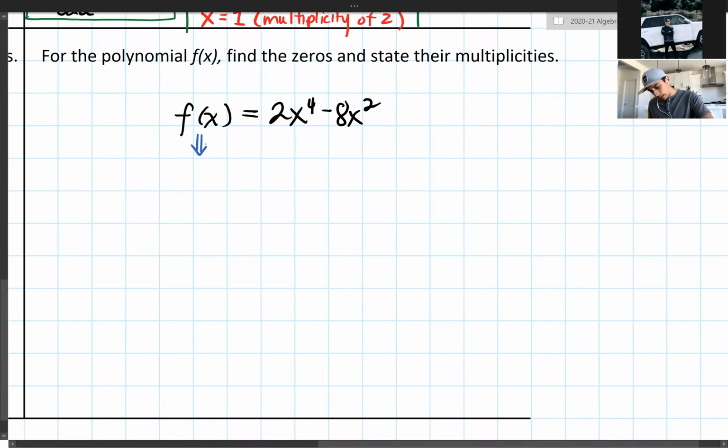So if I have f of x equal to 2x to the fourth minus 8x squared, first of all, I need to have this equal to 0. So before I do a GCF, change that to 0. And now I can apply GCF. You can see how they both can be divided by 2, and they could both be divided by x squared. So we factor out 2x squared. And what's left?